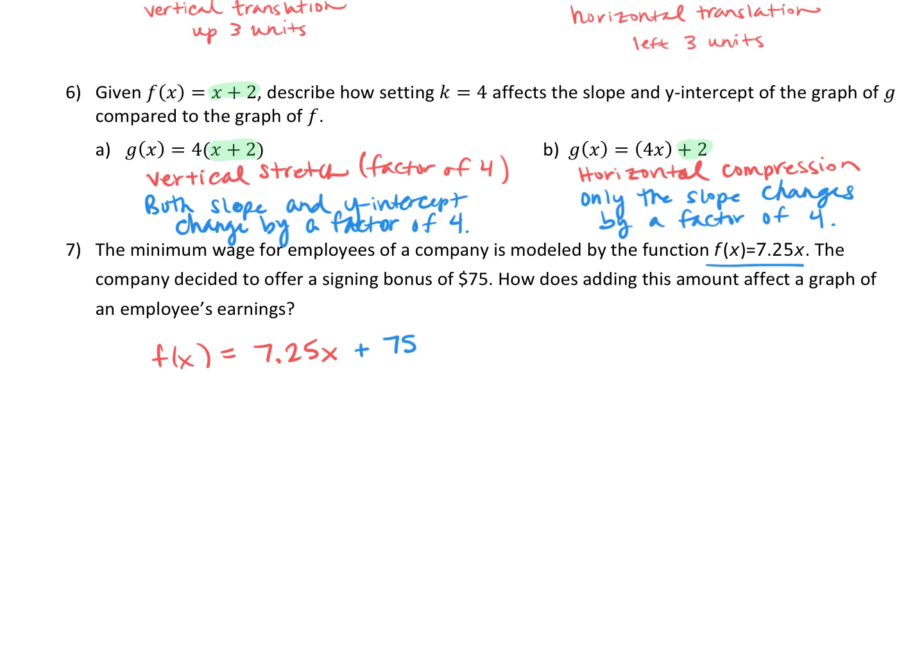So if we think about it, the original function was 7.25x, here's the original function, and see how the change we're making is we're adding $75 on. So if we're making a change to the entire function, that is a vertical change. And if we're making the change with addition or subtraction, it's a translation. So our vertical translation, when it says plus 75, that means it's going to go up 75 units.